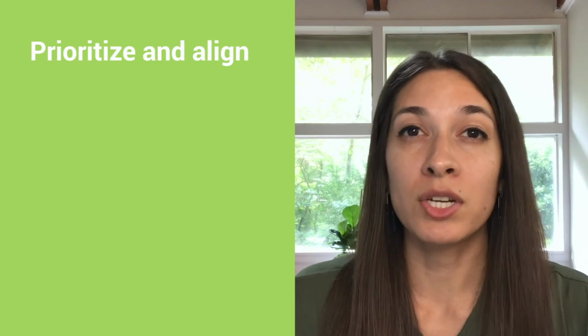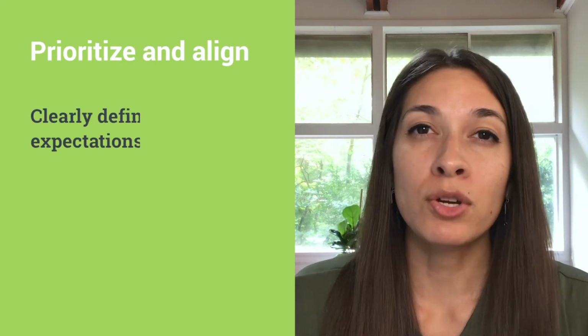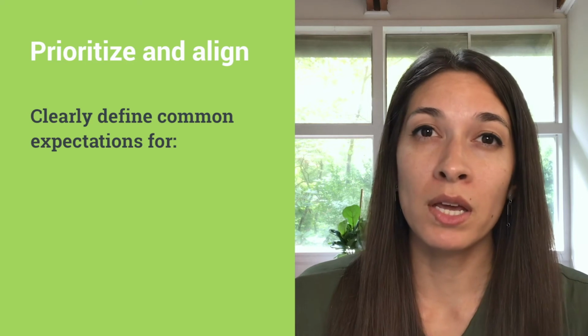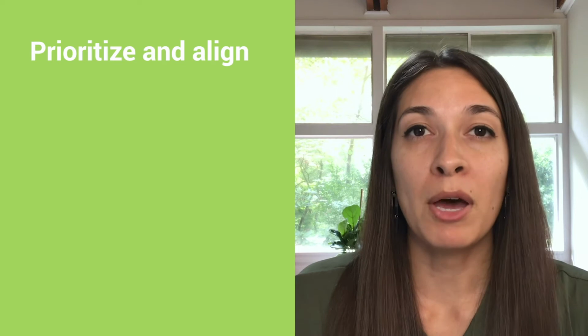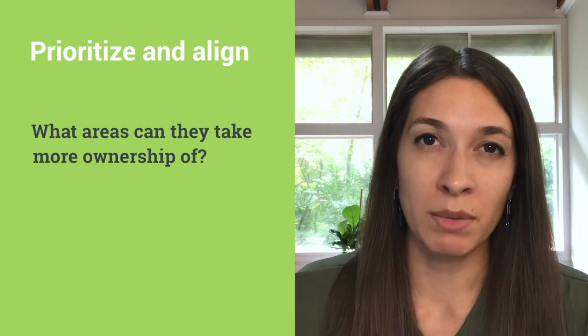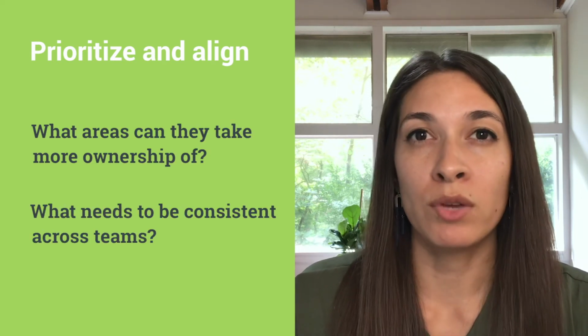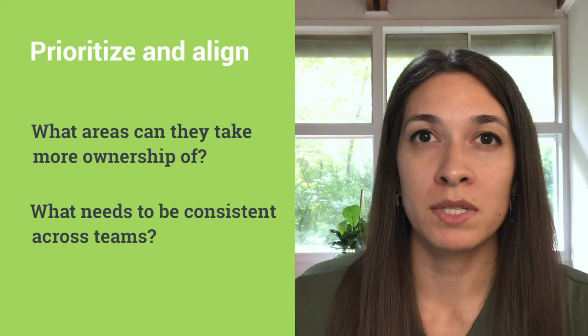The second consideration is to prioritize and align. Make sure you're clearly defining and then communicating common expectations for things like lesson plans and pacing. Think about where there are opportunities for flexibility and autonomy versus the areas where you need to have close alignment across teams. These constraints might feel new for some teams who are used to a little bit more flexibility and autonomy, but by having clear conversations and expectations about these alignment areas, you're going to ease the experience of distance learning for students, for staff, and for families as they navigate these new spaces.